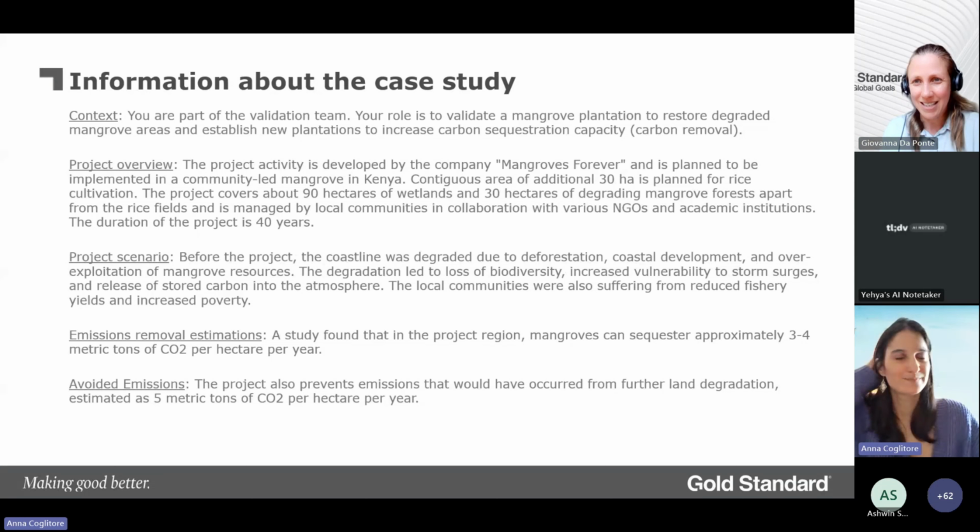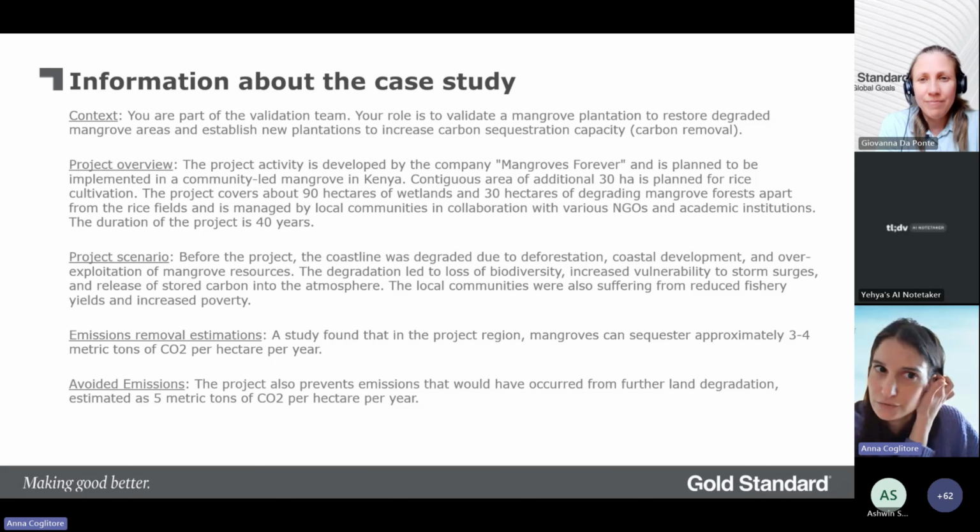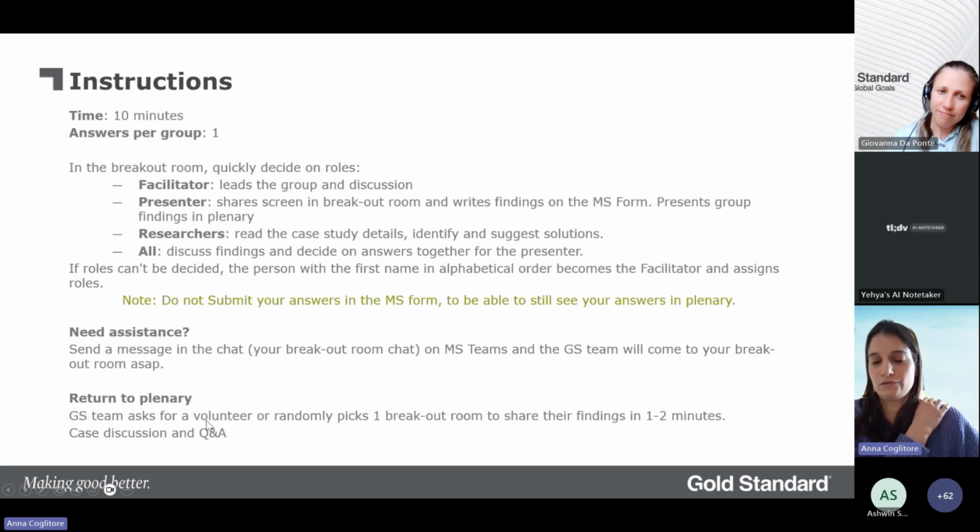Thank you, Giovanna. We'll be sharing this as well in the case study. We will be sharing a Microsoft Office form with you soon, and you can see all the case study information again, together with the instructions that I'm going to read to you right now.